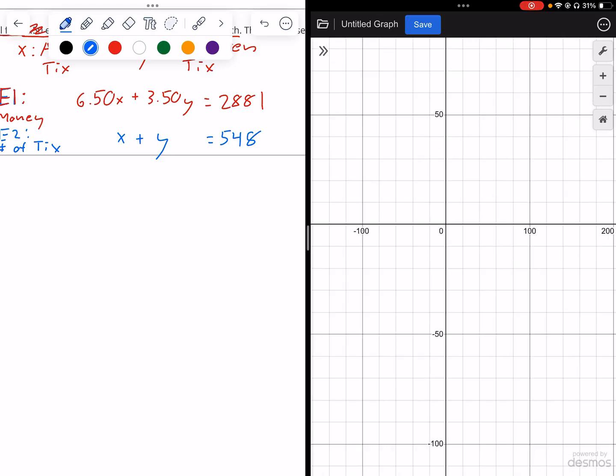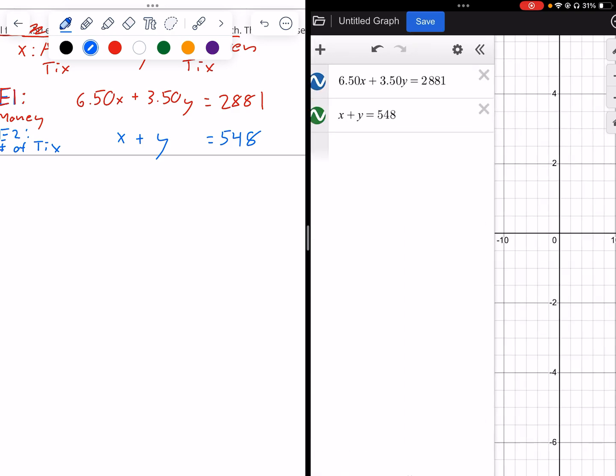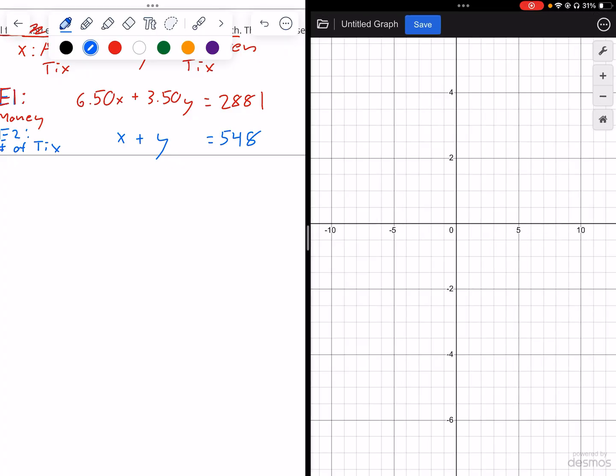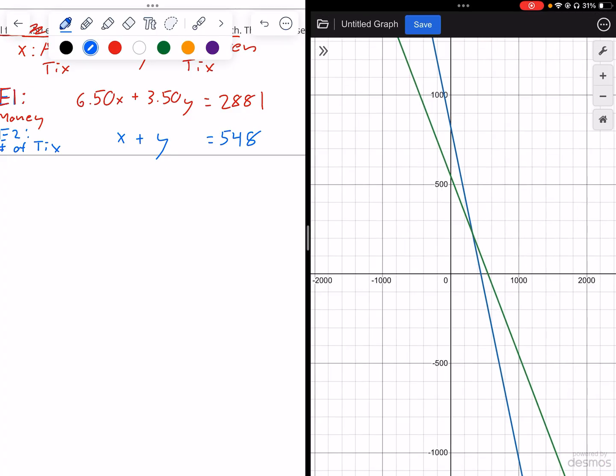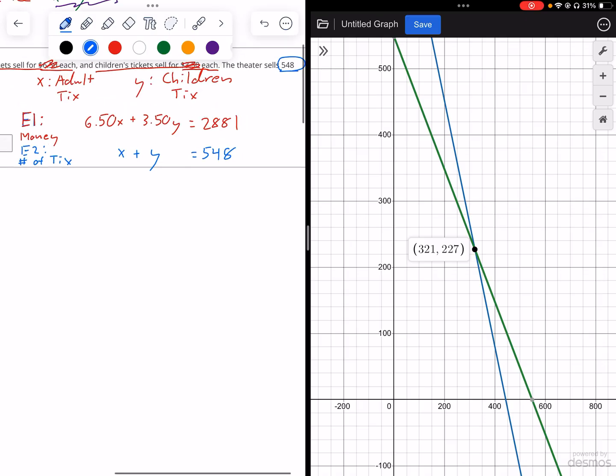If you are opening Desmos for the first time and you're zoomed in, let's use our brains a little bit. It's not that the lines didn't show up, but when we have these big numbers, it just means that we got to zoom out. So we zoom out until we find them and we see where they cross. The point that we get is 321, 227. We just have to make sure that we put these in the correct box.